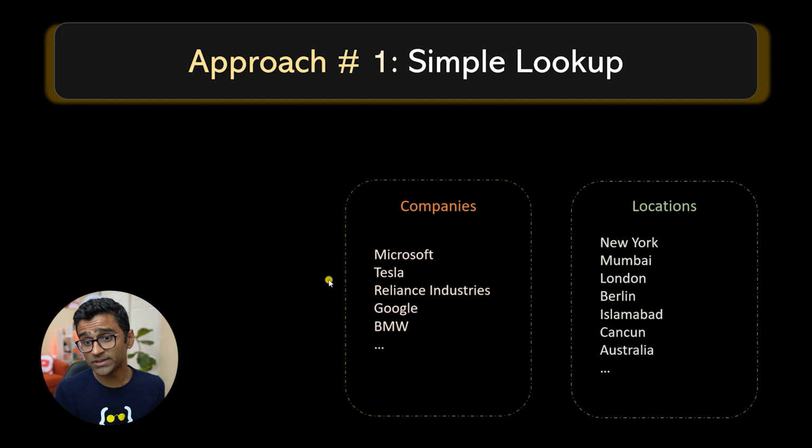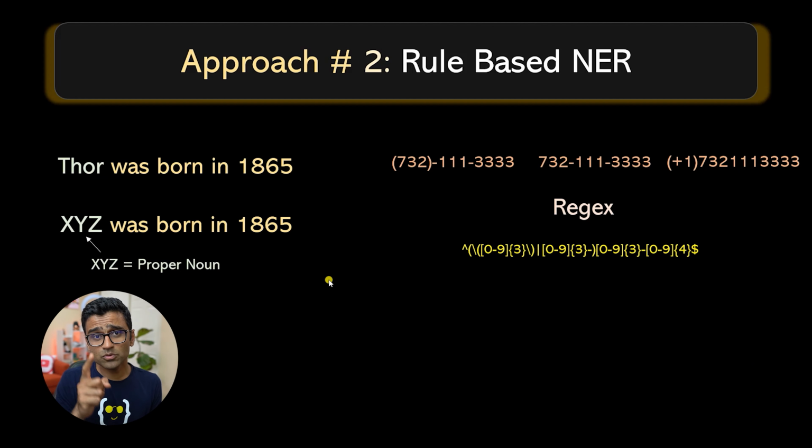So some folks use this simple lookup, and as long as it works, you don't need to have unnecessary emotional attachment for NLP or machine learning. Depends on your use case. Maybe for your use case, simple lookup is the best idea. The second approach is rule-based NER. And we saw already in Spacy that it was using some rule that if there is a word followed by INC, and the first letter of the word is capital, that is a company.